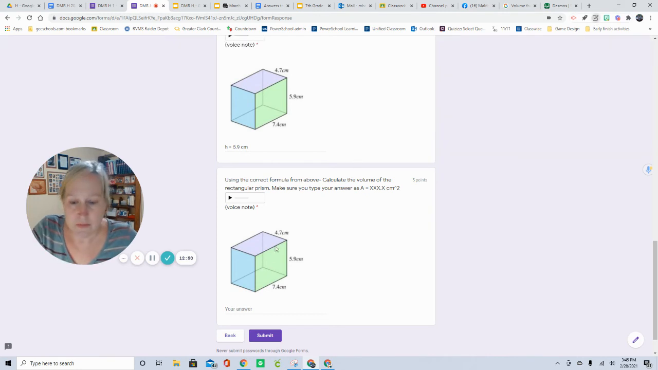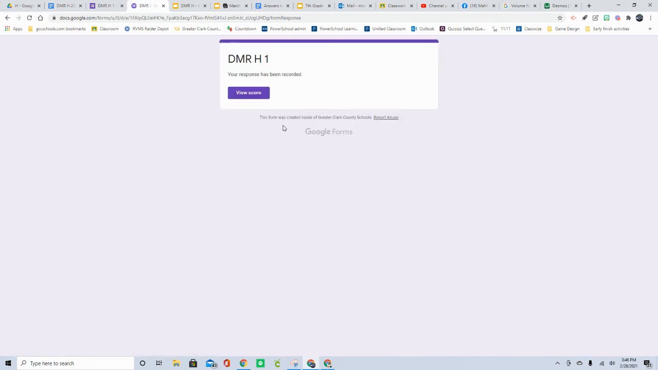It tells me to type it as capital A, press the space bar, equals space, capital A space bar, equals space, 212.34 space CM and shift 6. That makes the caret that's telling us it's going up. It's a superscript squared. And when I hit submit, hopefully, cross our fingers, it all works out right. Get 5 points for doing that.